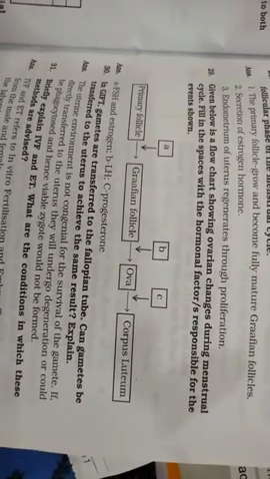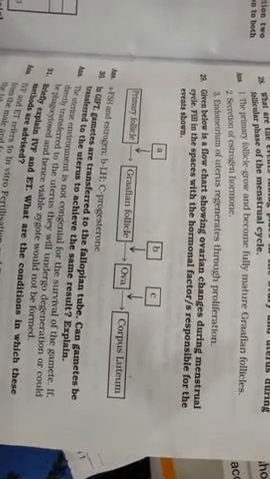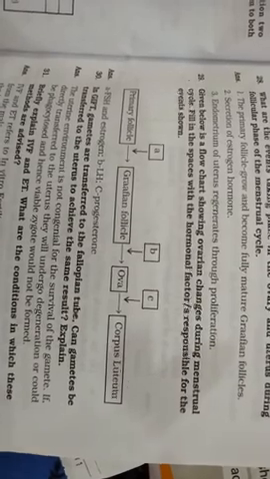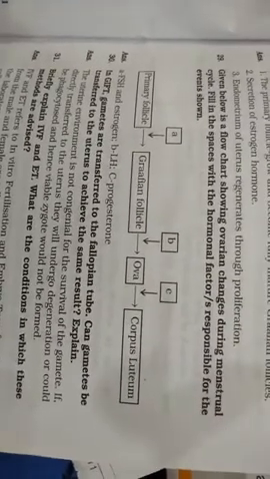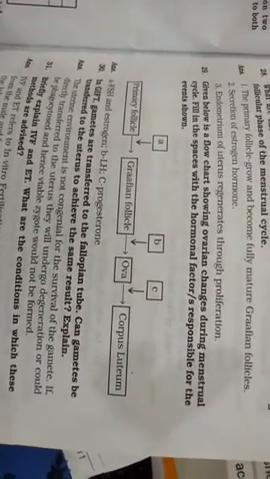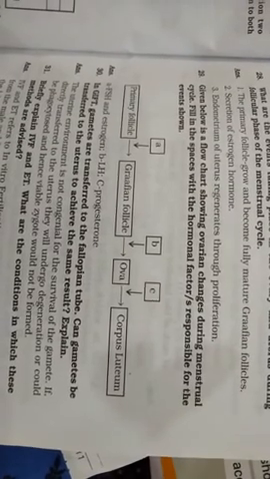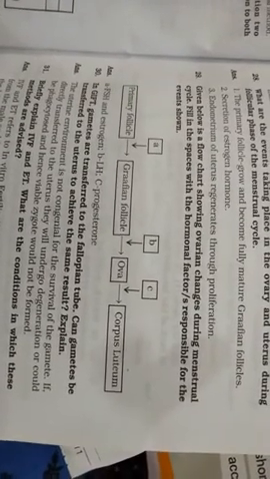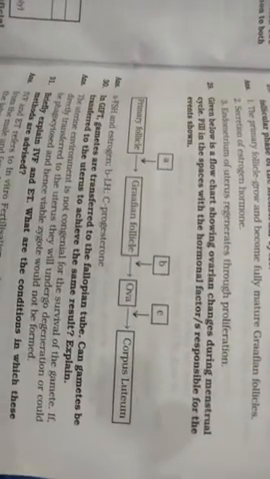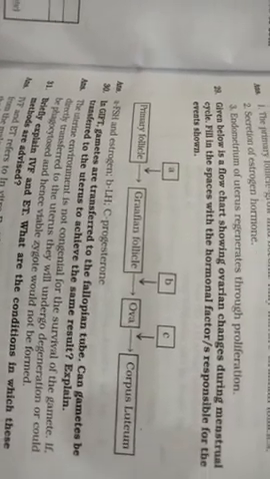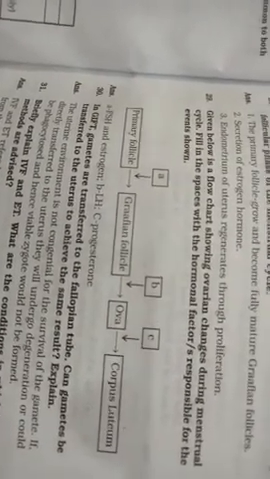Given below is a chart showing ovarian changes during menstrual cycle. Fill in the spaces with the hormonal factors responsible for the events. Okay, so A, primary follicle, Graafian follicle, ova and corpus luteum. A, B, C, what will be in between? Which hormones are responsible? Okay, so you can see FSH and estrogen. Okay, then B you can see LH, this is B, and C progesterone. Then we come to 30th question.